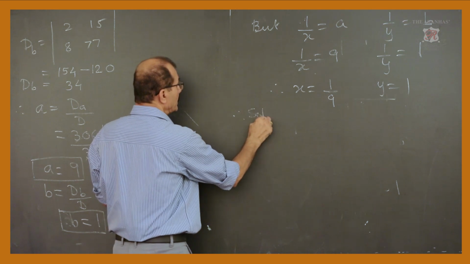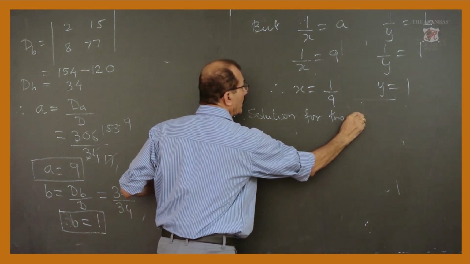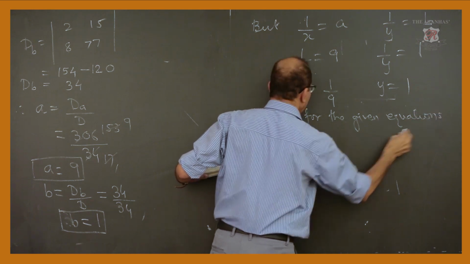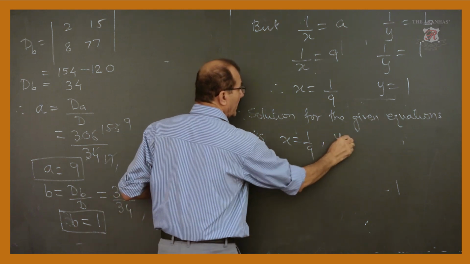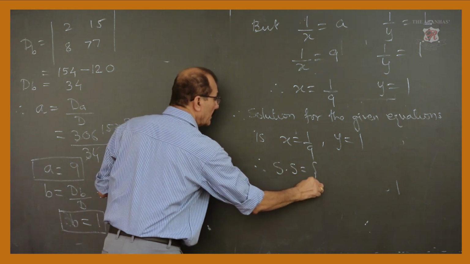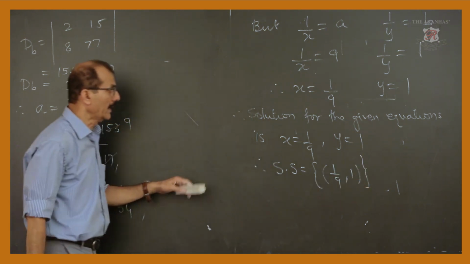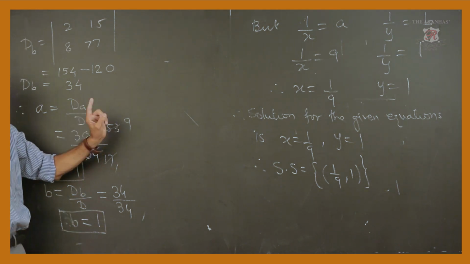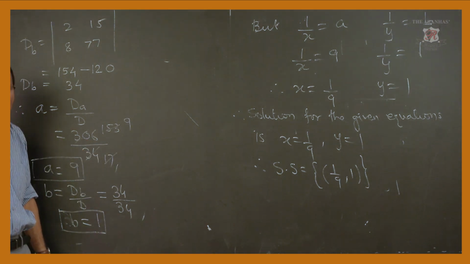Therefore, the solution for the given equation is x equals 1 by 9 and y is equal to 1. Therefore, solution set is 1 upon 9 and 1. So this completes the sum. This sum will carry 4 marks. It's a 4-mark sum. I hope this is clear to you.